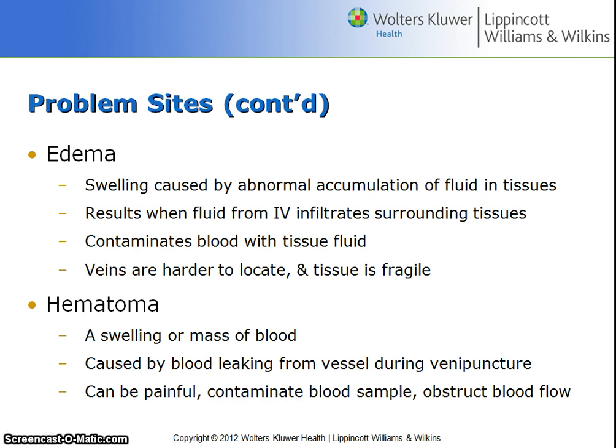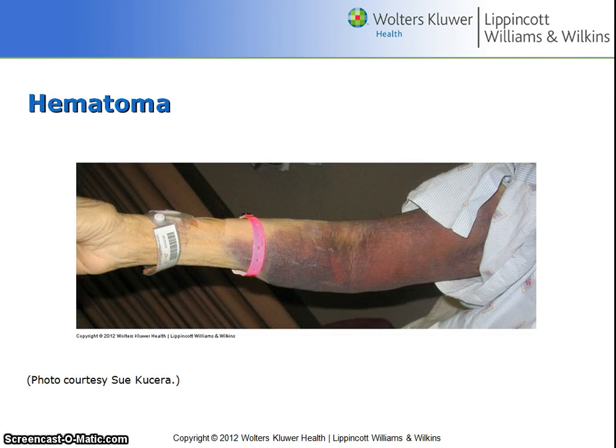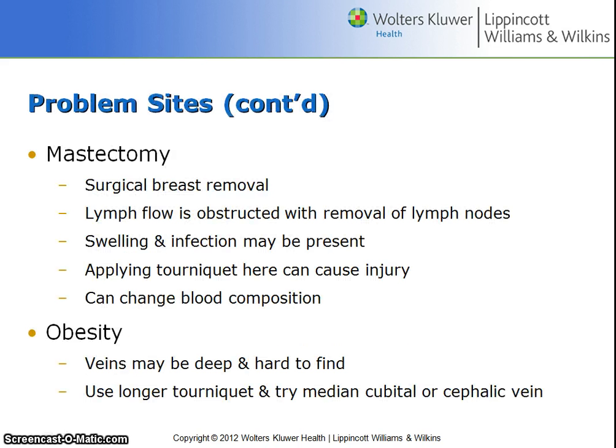A hematoma is a swelling or mass of blood. They can be painful, can contaminate, and will obstruct blood flow. This is a picture of a hematoma. More problem sites: mastectomy, the surgical removal of a breast. Obesity can cause problems. Veins will be deeper and hard to find.